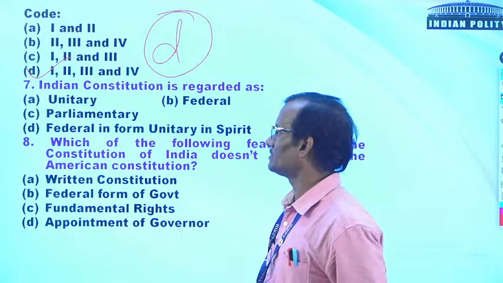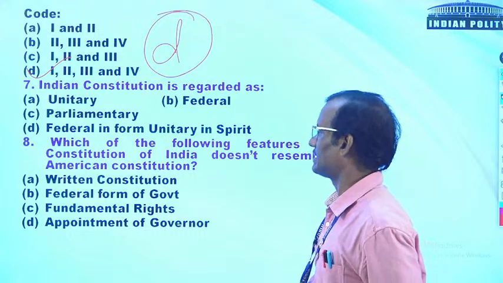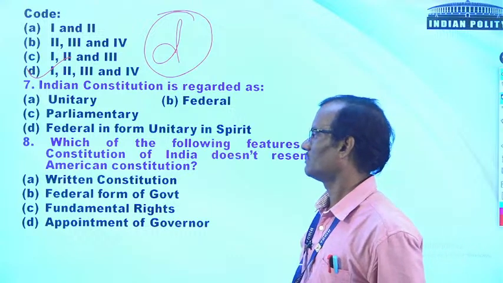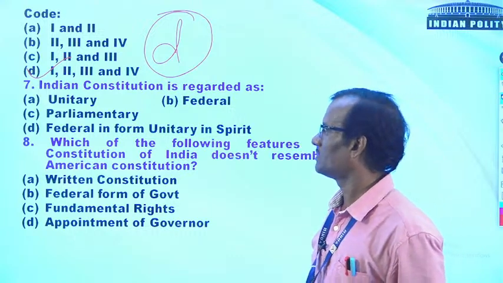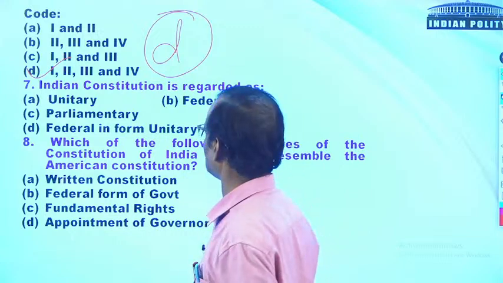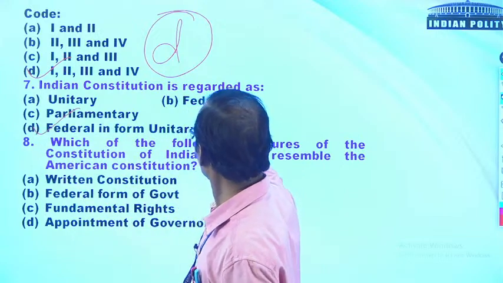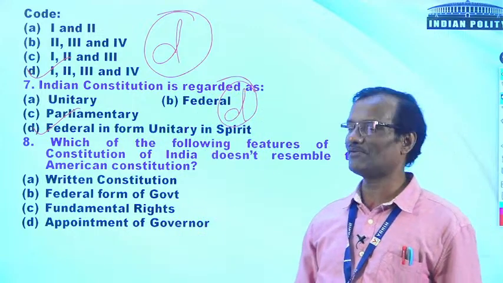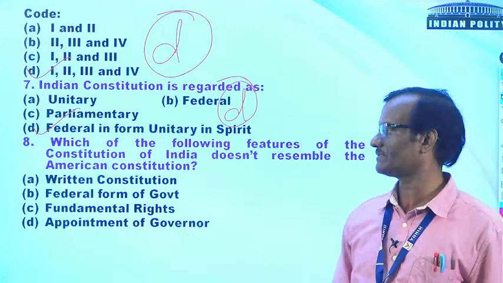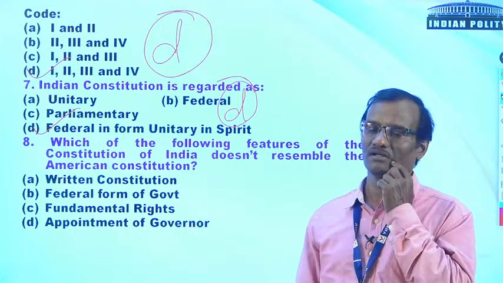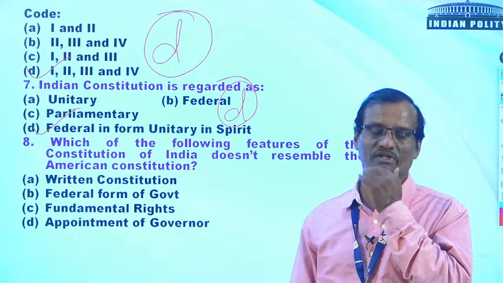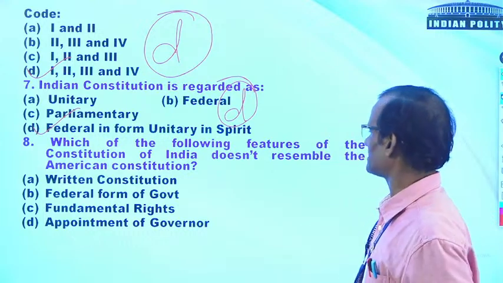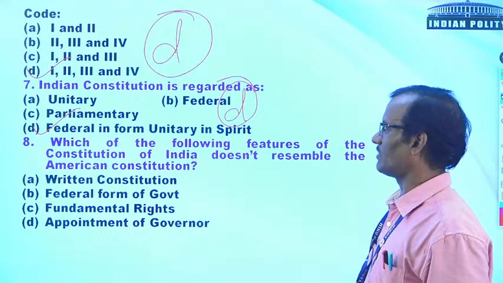Let's come to question number 7. Indian Constitution is regarded as, better description is federal in form, unitary in spirit. So the most relevant option is that we are federal in form, unitary in spirit. We look like a federal, but in fact, most of the times, we act as a unitary country. Which of the following features of the Constitution of India does not resemble American Constitution?